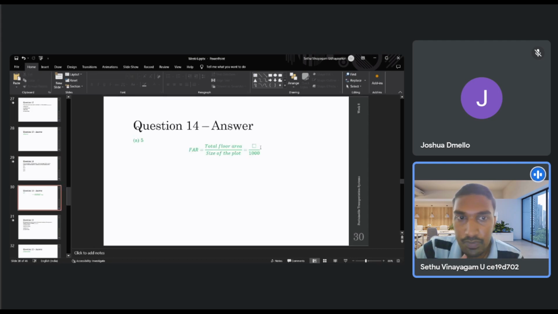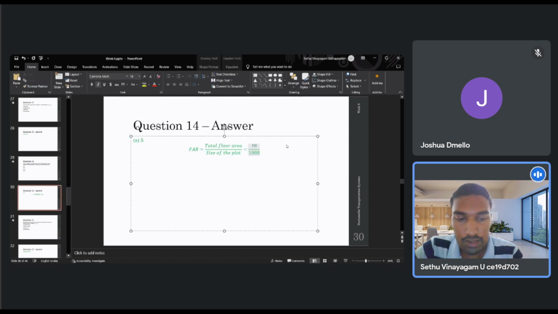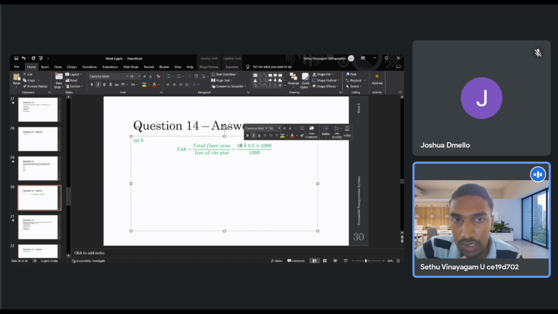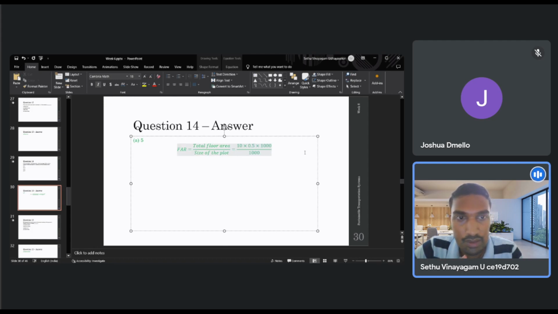Therefore, the total floor area will be 10 times 50% of 1,000. 0.5 into 1,000 is the size of one floor. We have 10 floors, so 10 times that is the total floor area of the building. And the size of the plot is 1,000. If we simplify this, 1,000 and 1,000 get cancelled, so it is half of 10. Half of 10 is 5. So that is the floor area ratio.